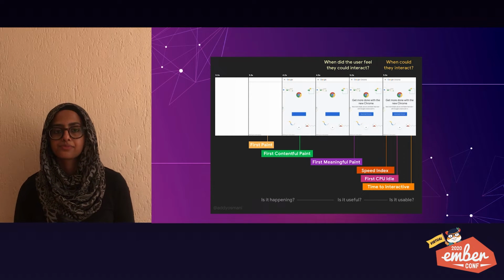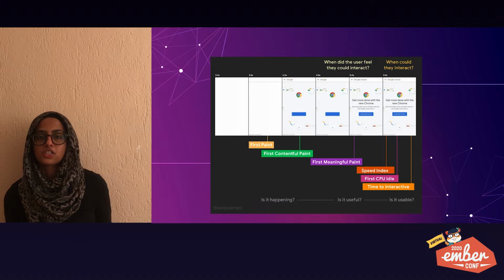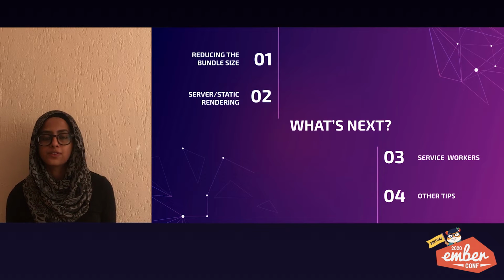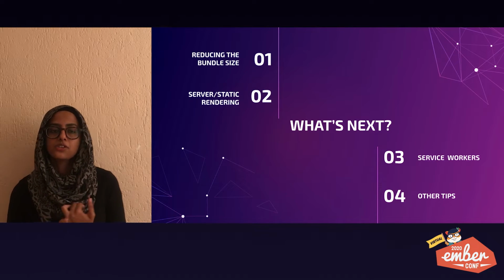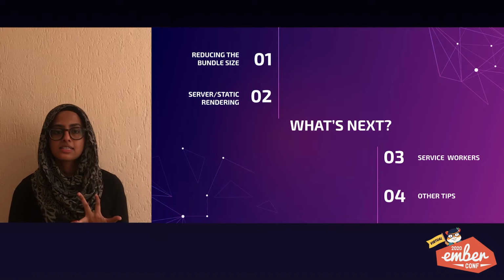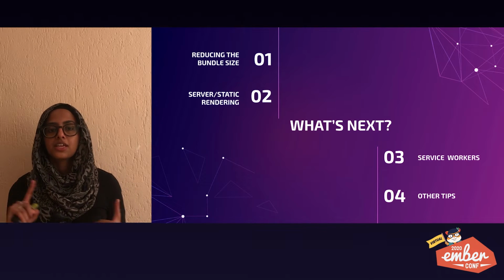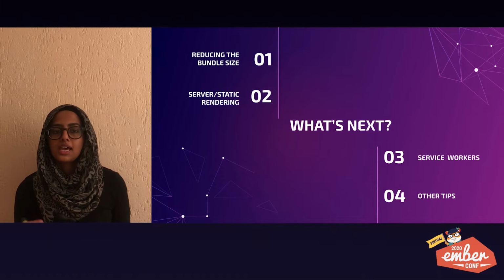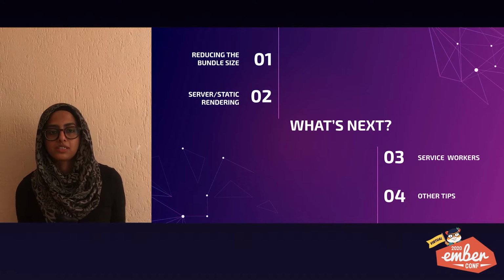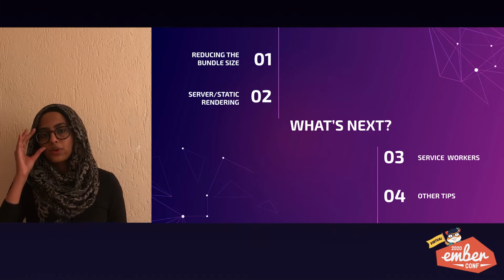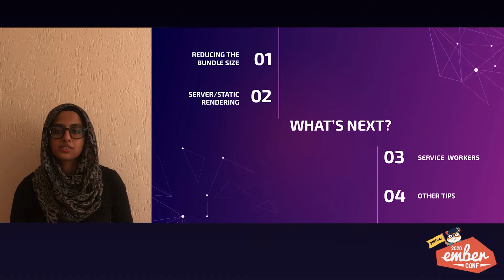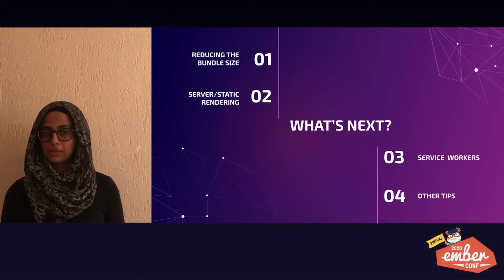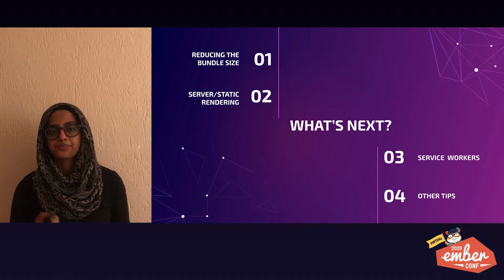So in the subsequent sections, I will be providing a high-level overview of some techniques that we can use to optimize for performance within emerging markets. They will include, firstly, reducing the bundle size, secondly, server-side or static rendering, thirdly, the implementation of service workers, and number 4, just some other smaller tips. In each of these sections, we will reference the metric that we are optimizing for, and we will also give examples within the context of Ember where applicable. So let's dive right in.